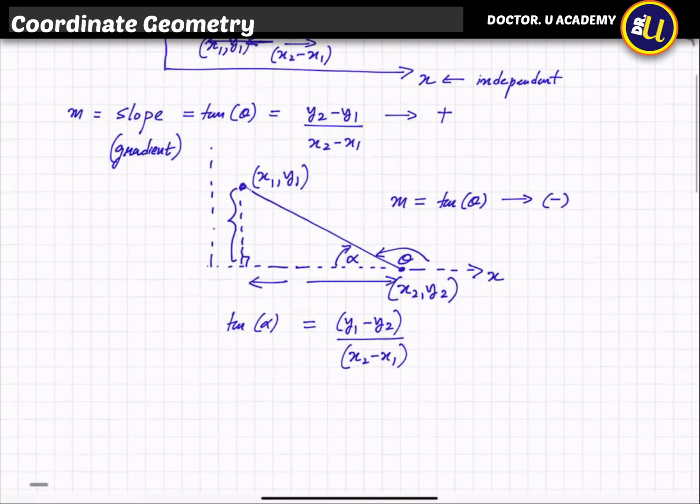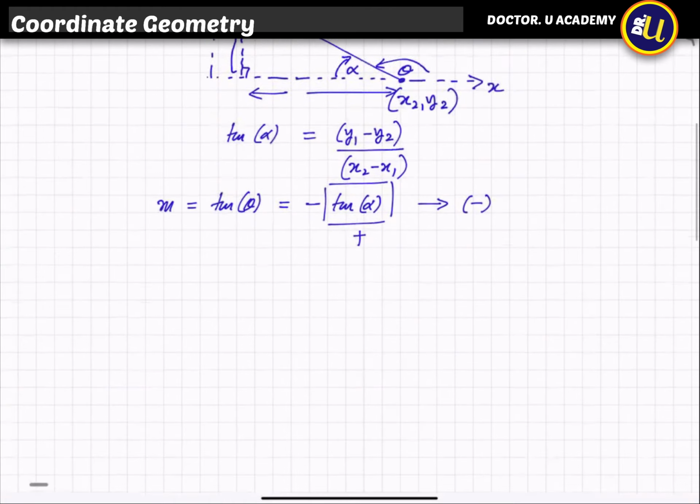Now since we are unable to find the tan theta from this right angle triangle, what we do simply is find the gradient. So the gradient is tan theta, and that is nothing but minus tan alpha. This tan alpha part is a positive number, so ultimately you will get a negative number.